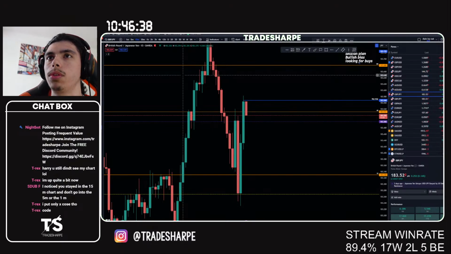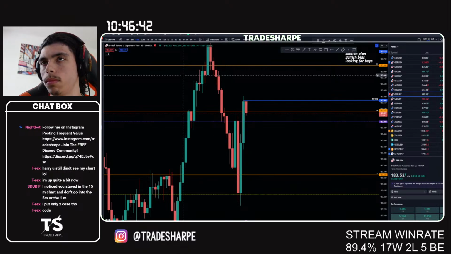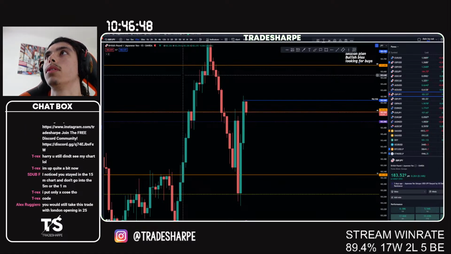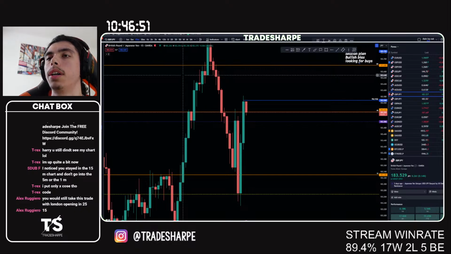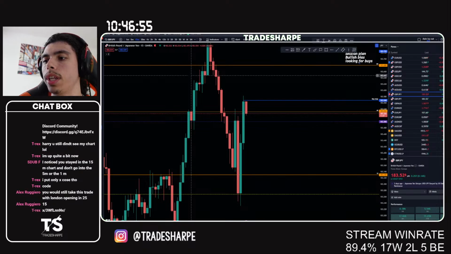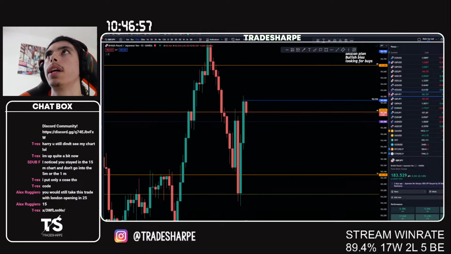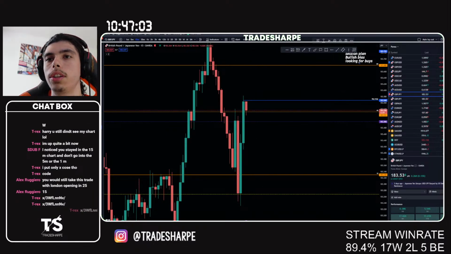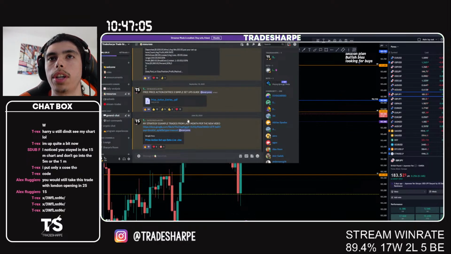You only put the X code? Not sure why I can't see it. Try put it again. Or send the chart in Discord. Would you still take this trade with London opening? Yeah, 100%. No problems at all. Send the chart in Discord. I can pull it up in general chat.